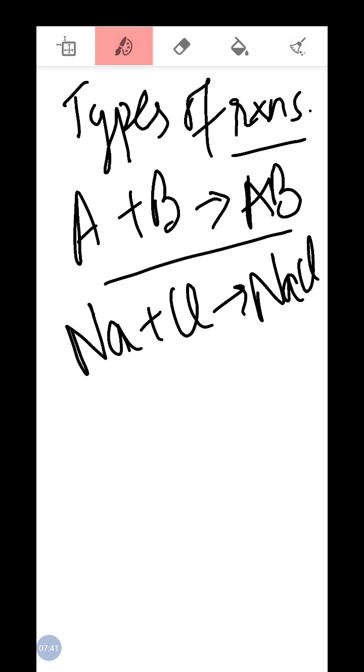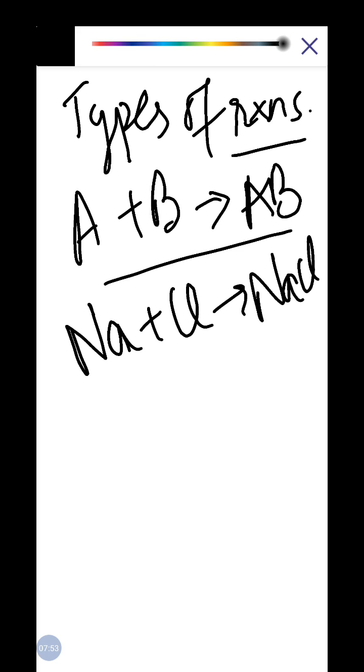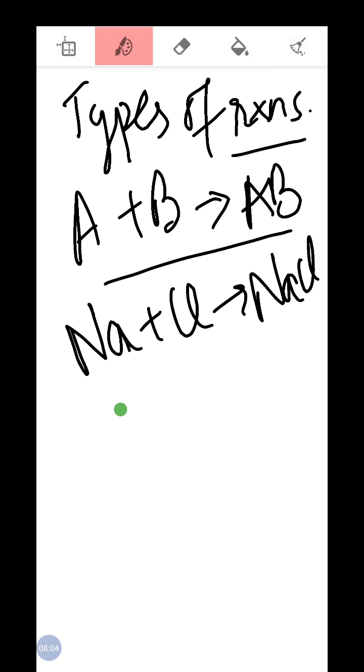So this is a very common example. And so what is basically happening in this reaction? I said that there are two atoms, one of sodium and another of chlorine, which are combining together, or they are coming close together. Okay, just suppose this is a sodium atom, and say for example this is the chlorine atom.